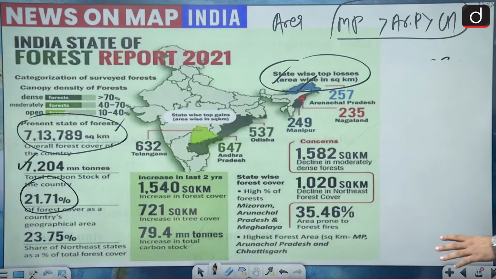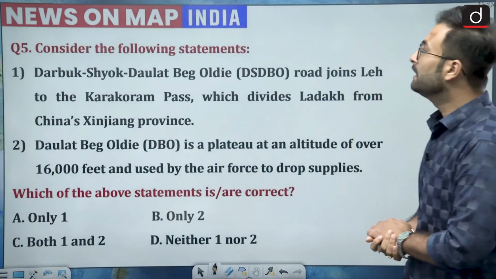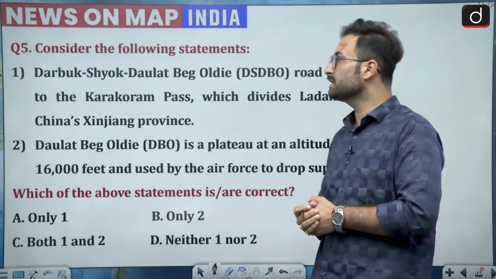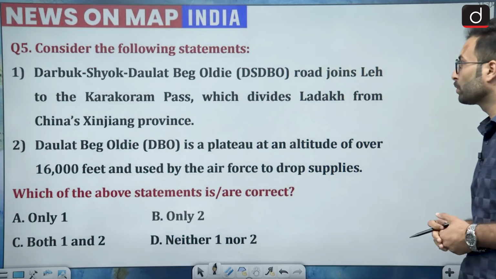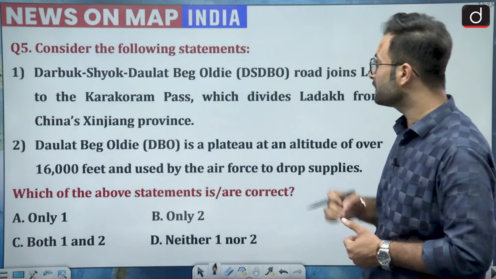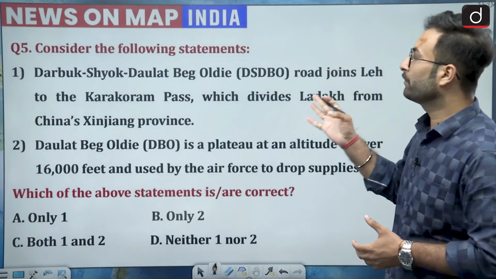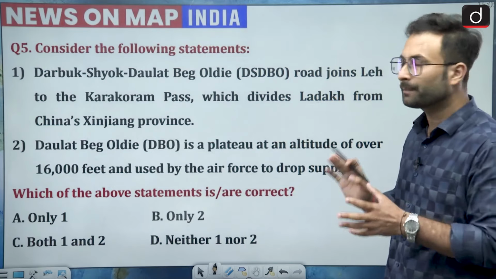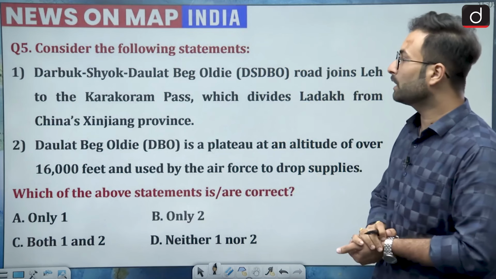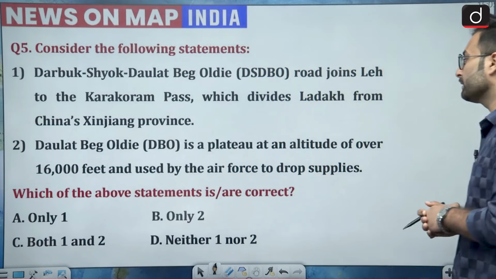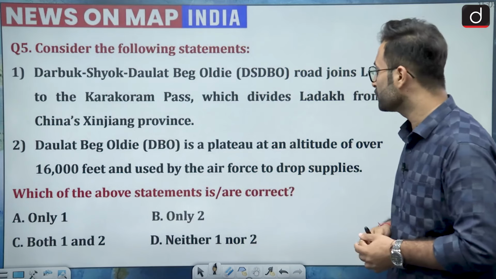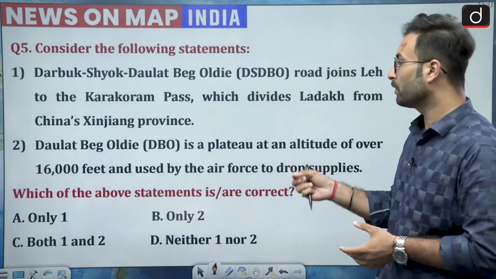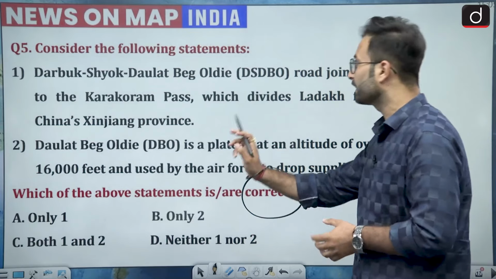Now we can move to the next question, question number 5. Consider the following statements. First, the Darbuk Shyok Daulat Beg Oldie, that is DSDBO road, joins Leh to Karakoram Pass, which divides Ladakh from China's Xinjiang province. Second, Daulat Beg Oldie is a plateau at an altitude of over 16,000 feet and is used by the Air Force to drop supplies. Which of the following statements are correct? You have to choose the correct ones.